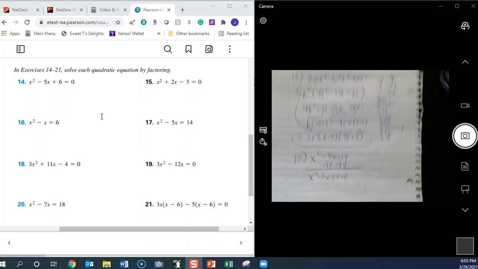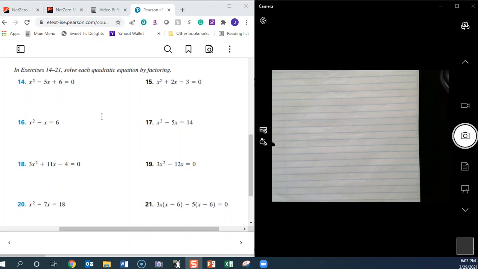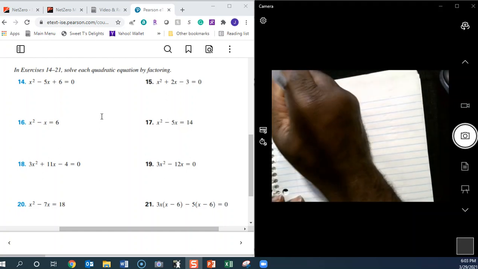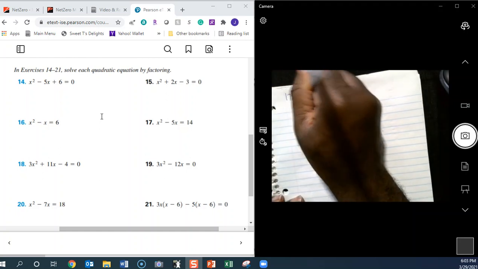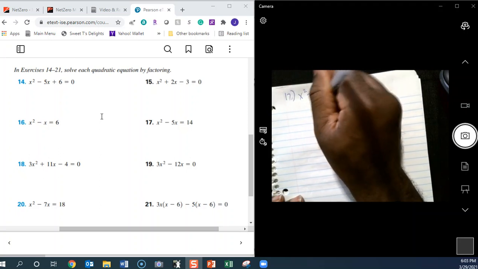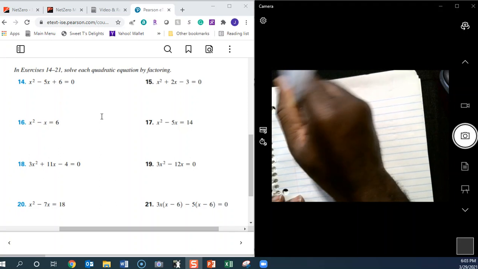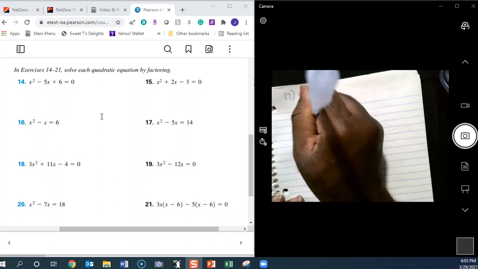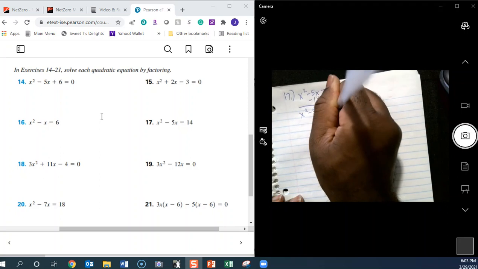Matter of fact, let me get a clean sheet of paper here. Let me rewrite this. So we have x squared minus 5x is equal to 14. We subtract 14 on both sides. x squared minus 5x minus 14 equals 0.